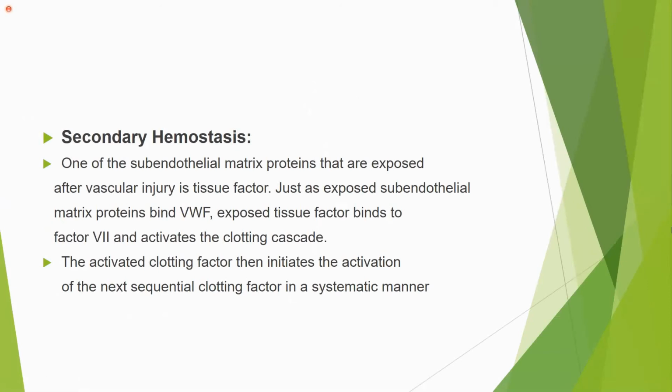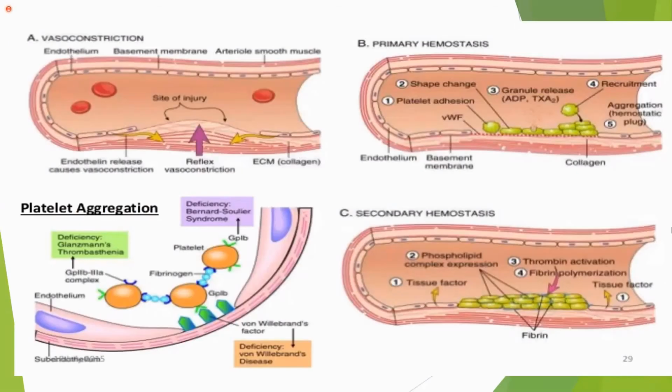The secondary hemostasis: one of the subendothelial matrix proteins that are exposed after vascular injury is the tissue factor. Now, just as exposed subendothelial matrix proteins bind the von Willebrand factor, exposed tissue factor binds to the factor 7 and activates the clotting system. The activated clotting factor initiates the activation of the next sequential clotting factor in a systematic manner, and we will discuss it in the coagulation pathway. So this is the secondary hemostasis.